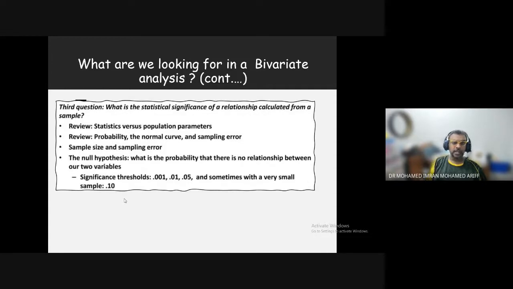Right. Third question. What is the statistical significance of a relationship calculated from a sample? Okay, so we want to find out how significant the number is, what is the probability. That means it might have a positive relationship, but it's not significant. Exercise does cause losing weight, tapi it's not significant. What does it mean by not significant?